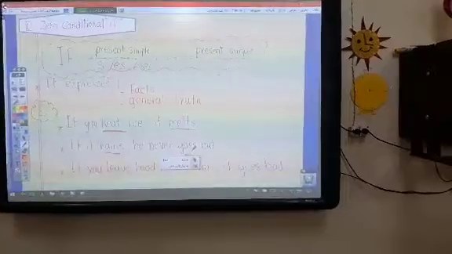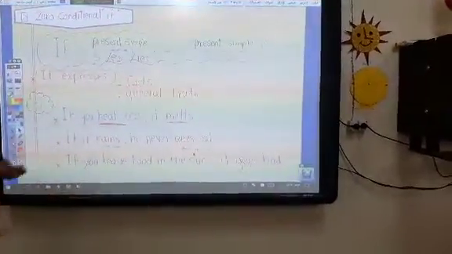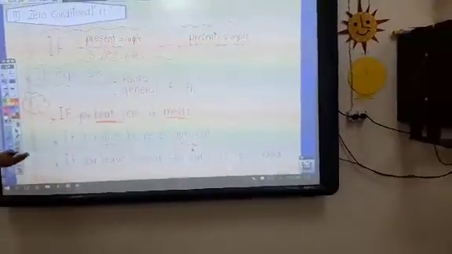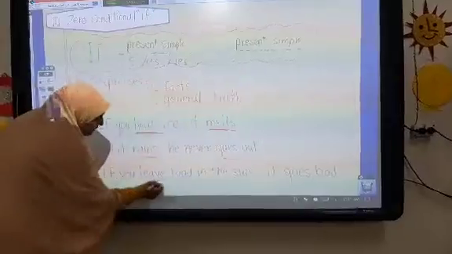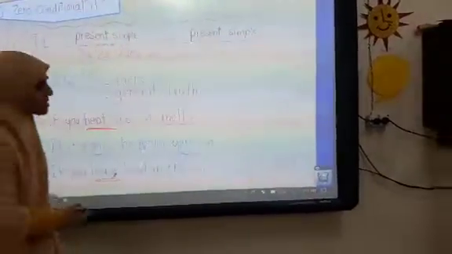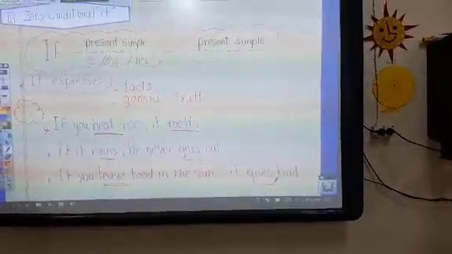If you leave food in the sun, it goes bad. The first part is the present simple. Leave is in the present simple, and goes is in the present simple. The second part is in the present simple.